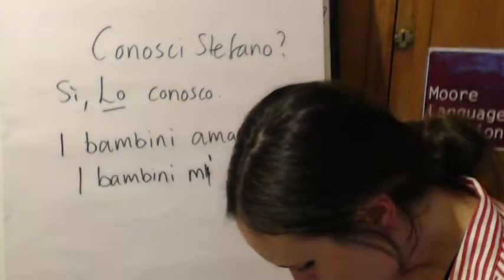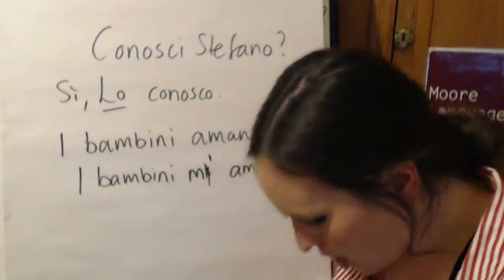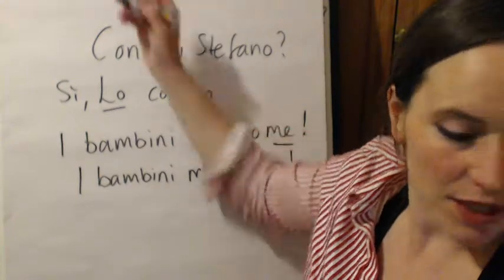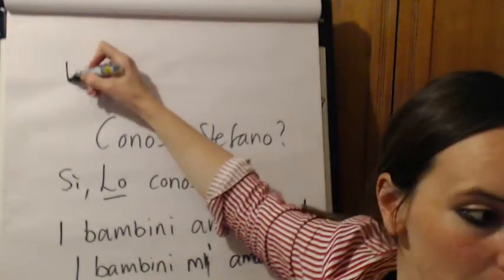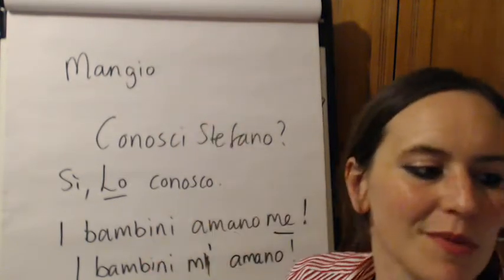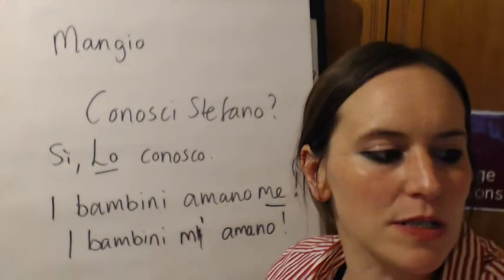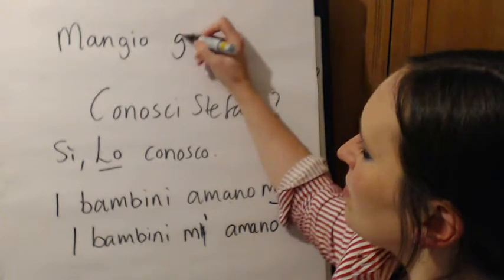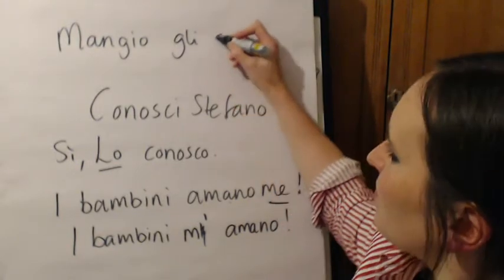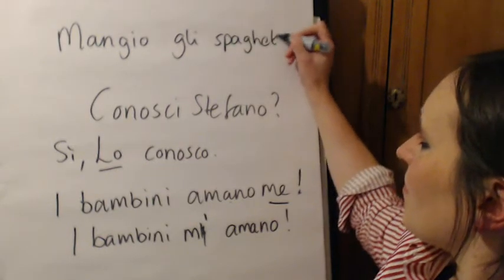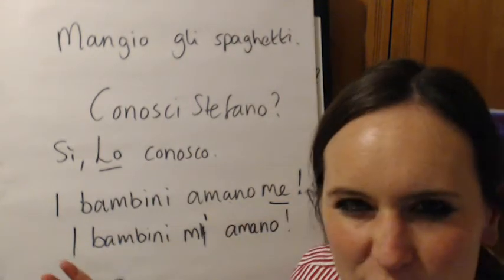Okay, what about this one? Okay, this one's super easy. Let's do it up here. Oh, scusa. Okay. Mangio. What am I gonna mangio? Okay, maybe it's not so easy. I'm gonna make it more difficult. Mangio gli spaghetti. Okay, what's so weird about this?